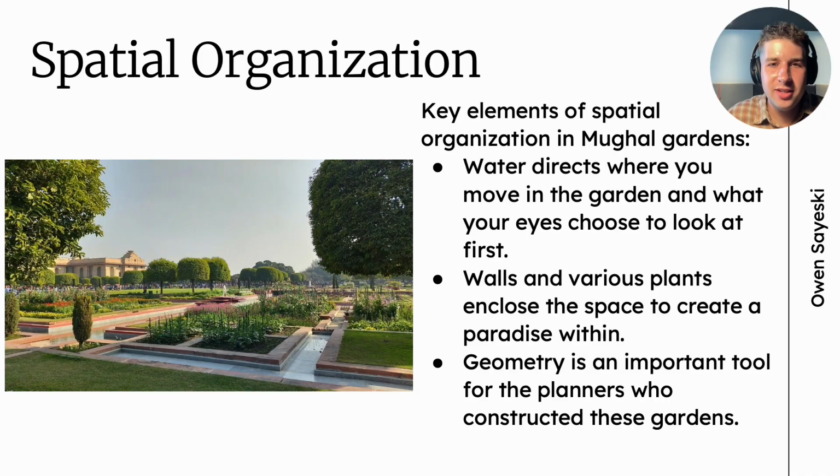Hello, my name is Owen Sayeski. I'm a part of Group 21, and today I'll be talking about Mughal Pleasure Gardens. For my first slide, I'll be talking about spatial organization. So, key elements of spatial organization in Mughal Gardens are first, water. Water directs where you move in the garden and what your eyes choose to look at first.